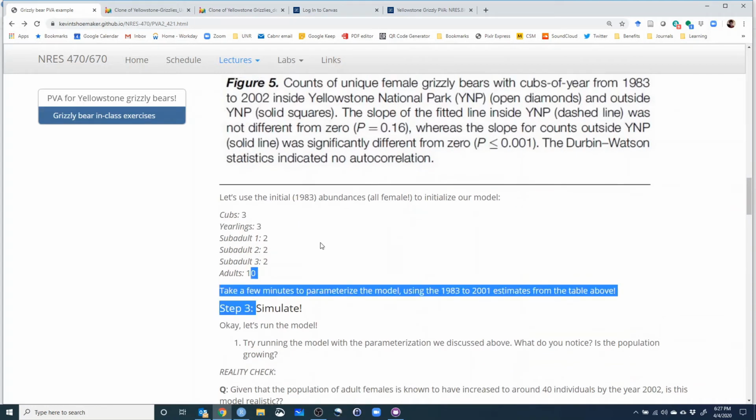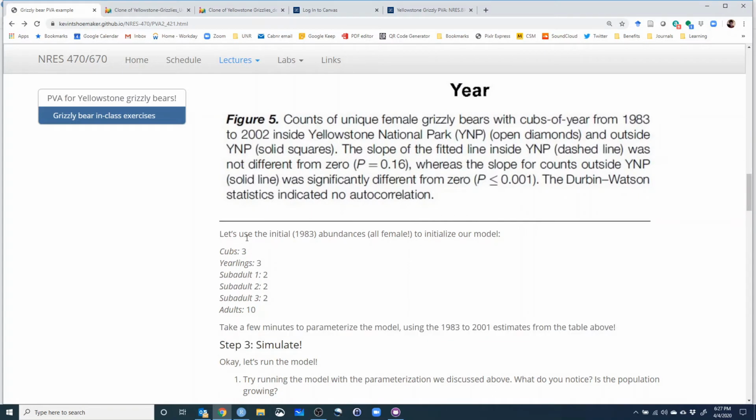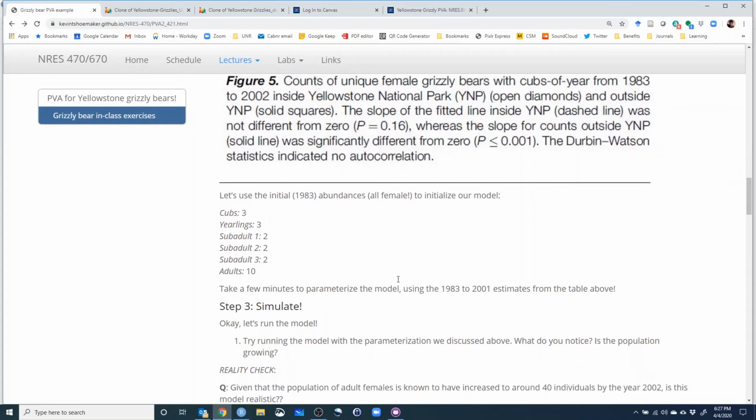So we'll have 10 adults essentially right here, and then we'll have about 10 of everyone else, and then we'll just add up. We'll just divide them up in a reasonable way. So we have 3 plus 3 plus 2 plus 2 plus 2. It's a little more than 10, but close. So that is just a guess at how the individuals were distributed back in 1983, and so we can use that as our initial abundances.